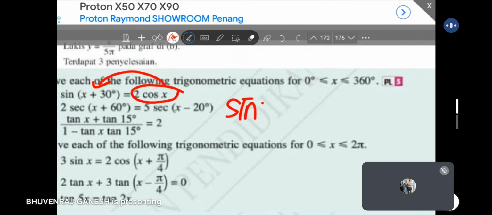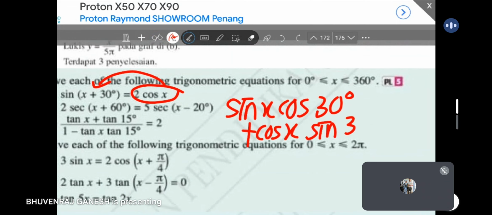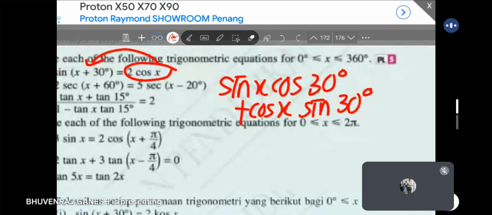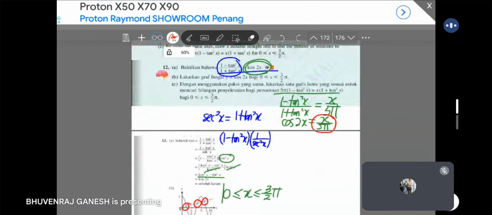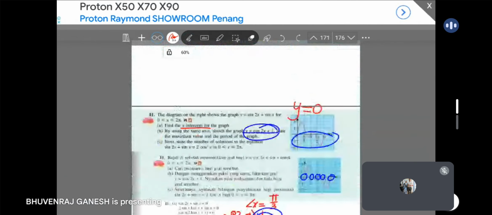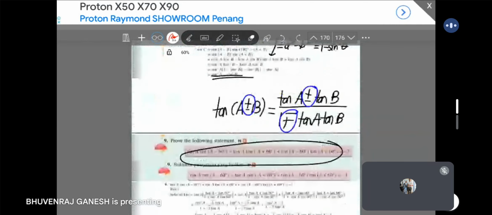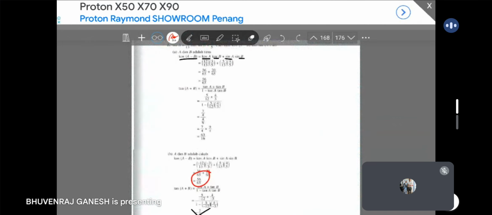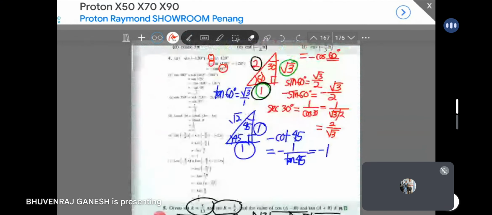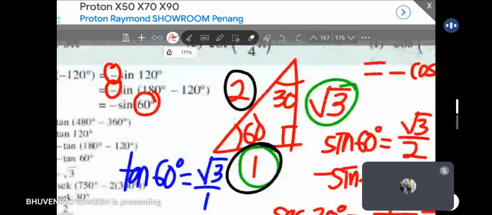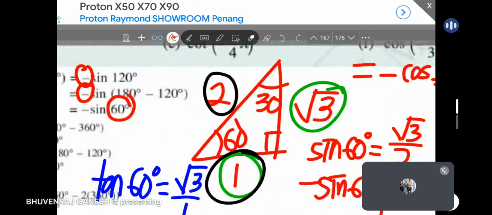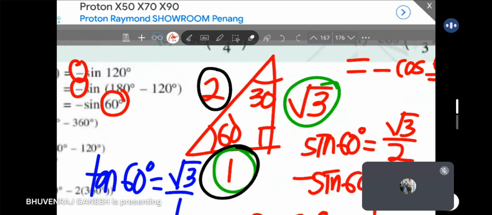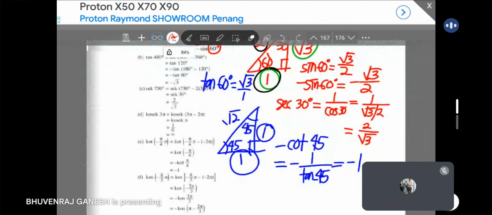So sin(x + 30), you guys expand normally. So it's sin x cos 30 plus cos x sin 30, something like this. And then cos 30 and sin 30, as usual, please refer back to the triangle. Kamu kena lihat balik segitiga. So cos 30, you can see that the value should be root 3 over 2, and sin 30, the value should be half. Basic ratio lah.